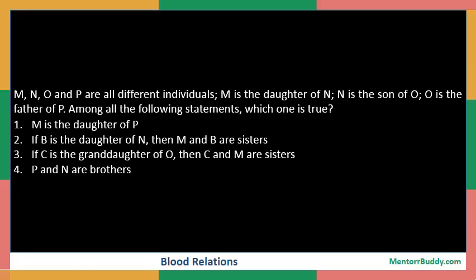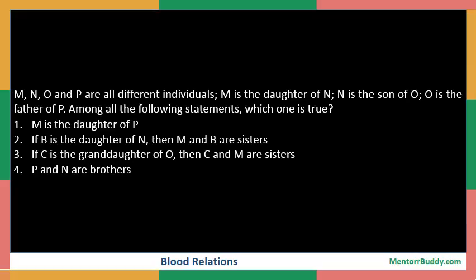We have a question based on blood relations. M, N, O and P are all different individuals. M is the daughter of N, is the son of O, is the father of P. Among all the following statements, which one is true? And then we are given four sets of statements.